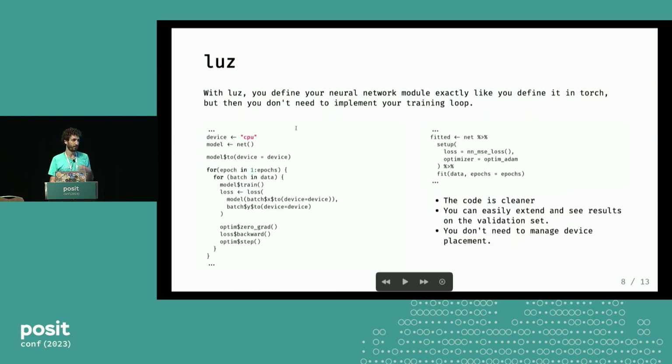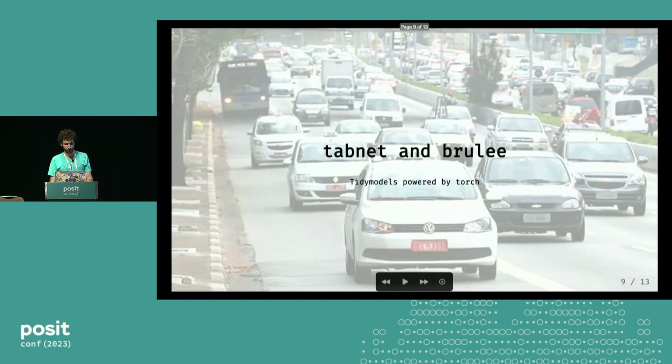So with Luz, you write your model exactly the same way you would write it when using raw Torch, but instead of manually handling a lot of details, such as moving the model to the correct device or manually iterating over your data, you let Luz do everything for you. So your code is cleaner, and it's also much less error prone.